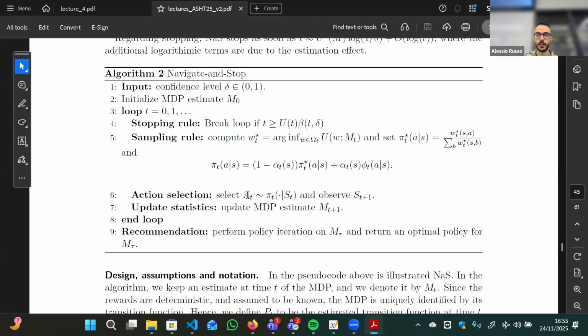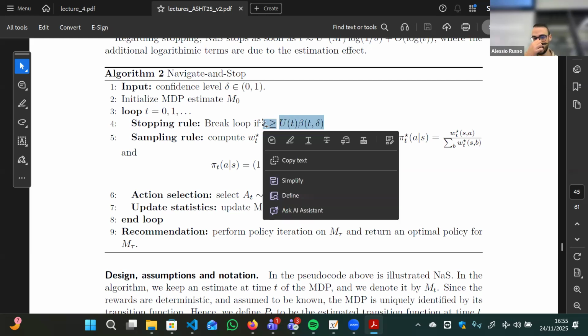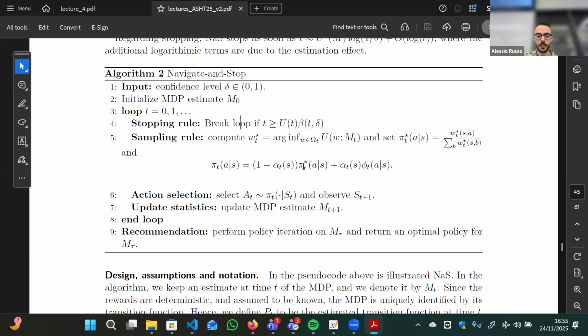We are going to sample an action according to this policy. We are going to observe the next state. And based on the new observation, we update our empirical transition function, and then we continue. We continue until we reach some stopping condition. Before we go to the stopping condition, let me finish with the sampling rule.